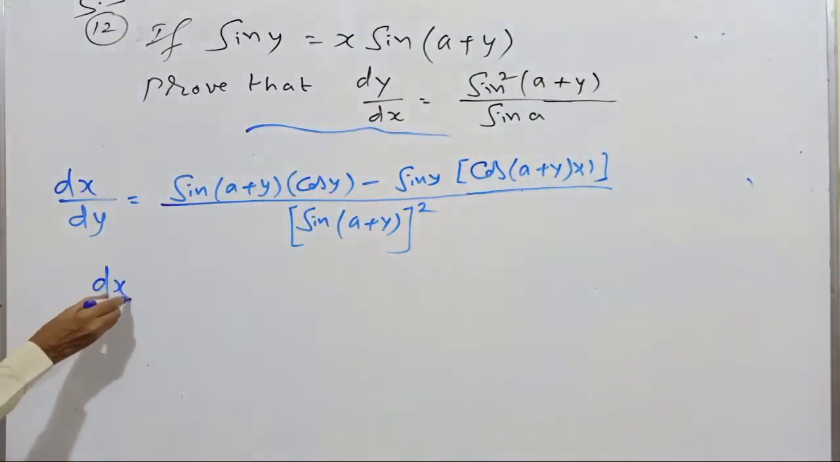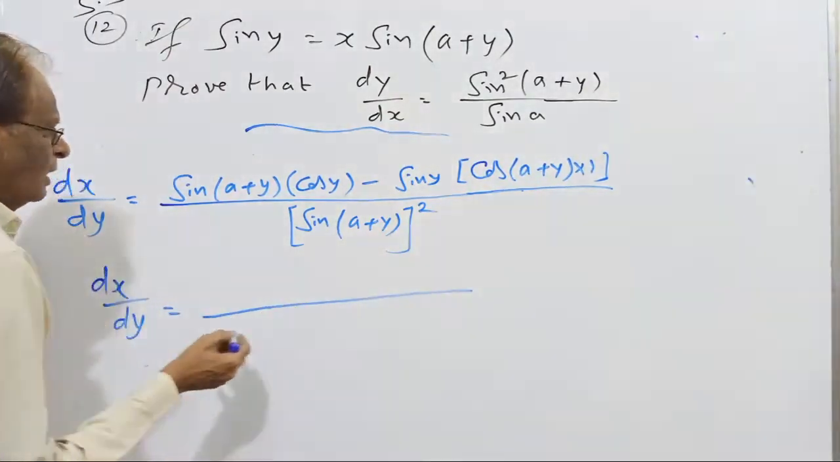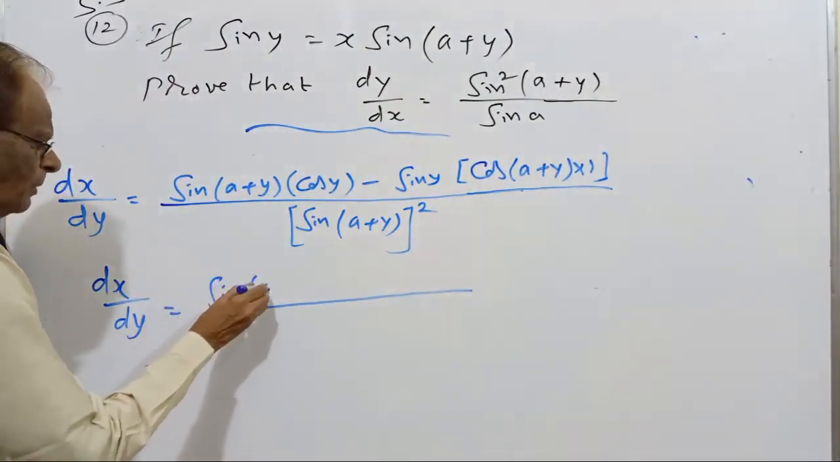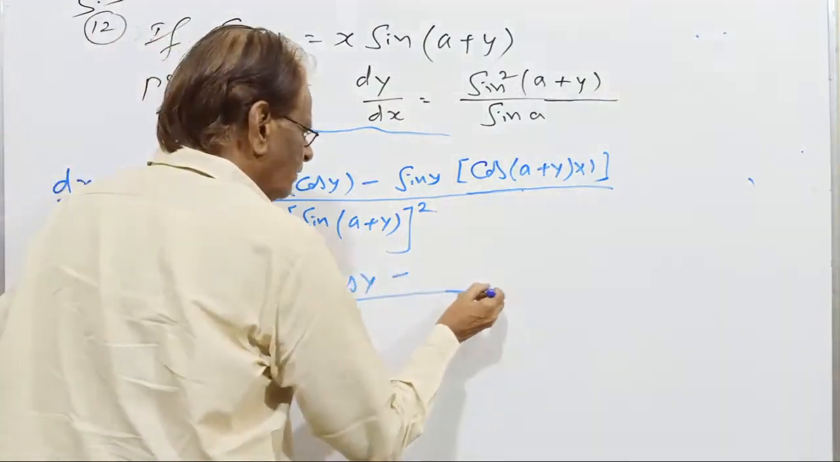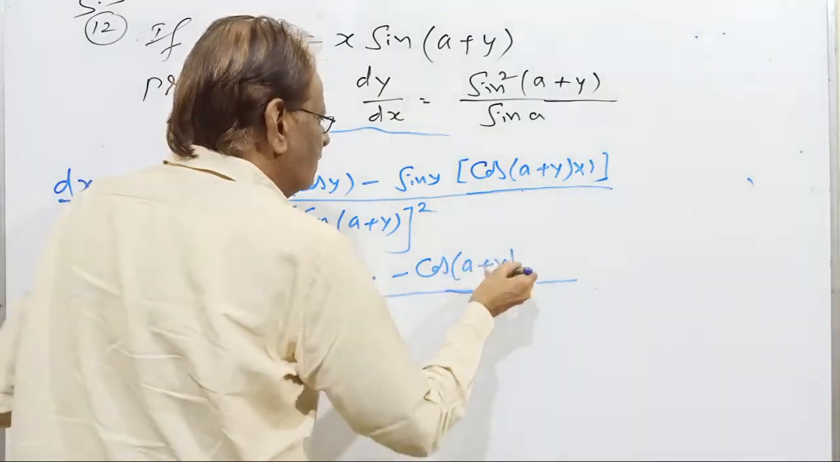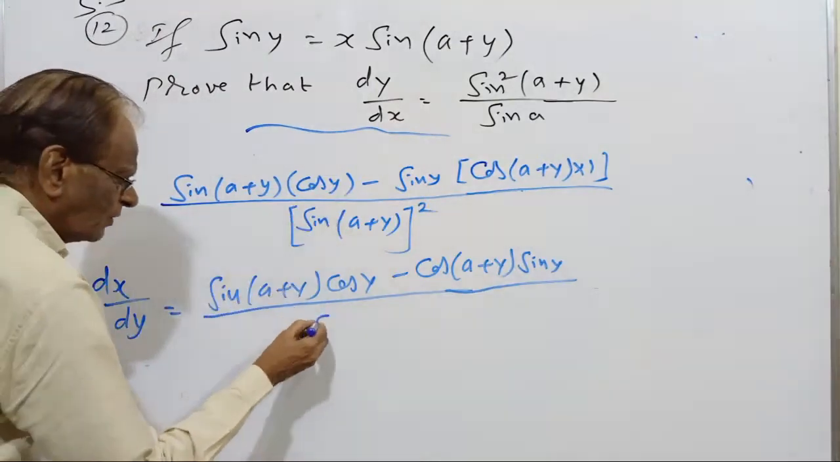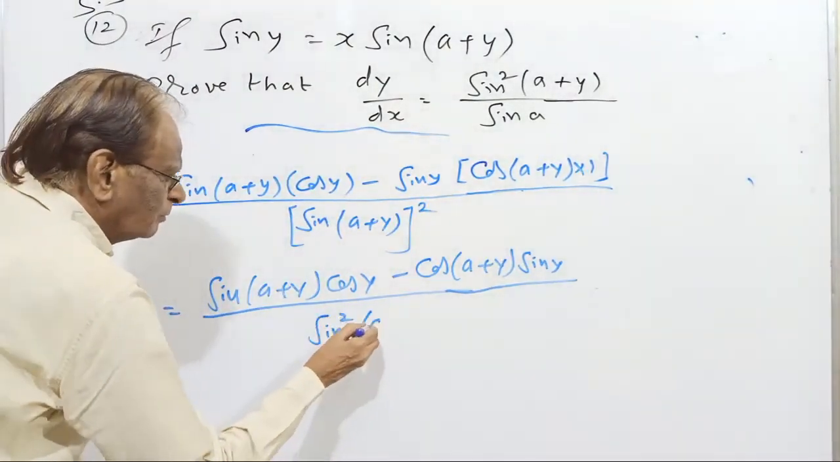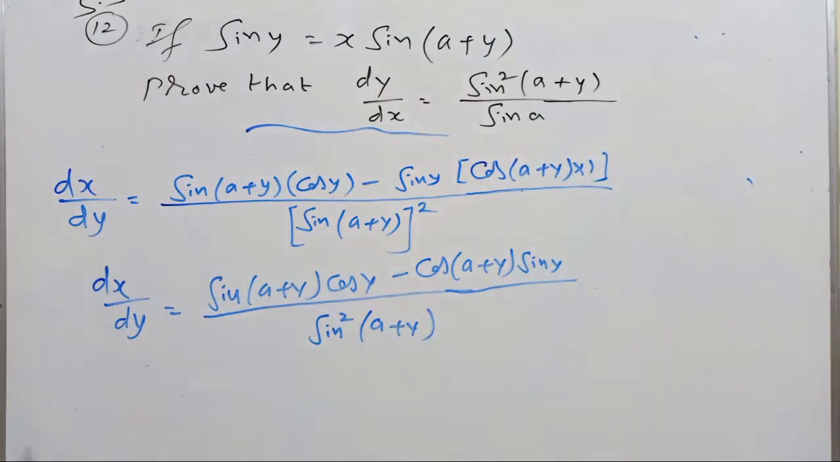So dx by dy equals [sin (a plus y) cos y minus cos (a plus y) sin y] by sin squared (a plus y), the whole square of sin.